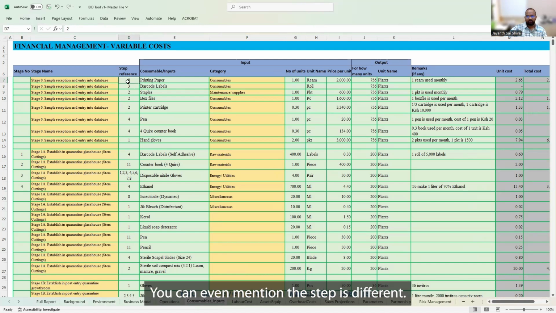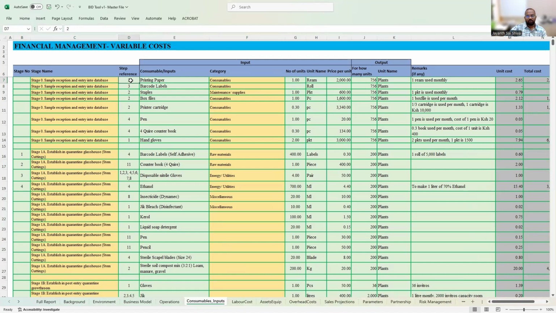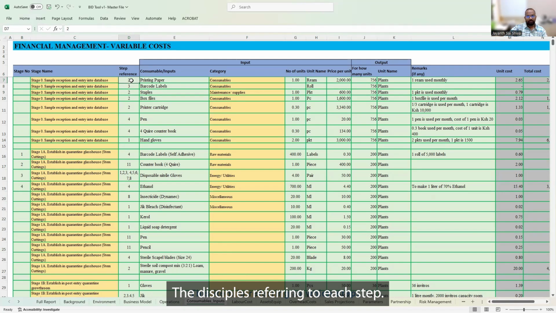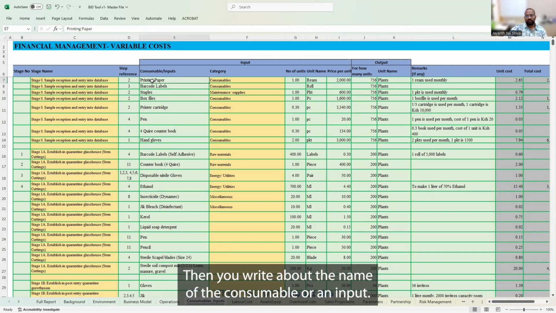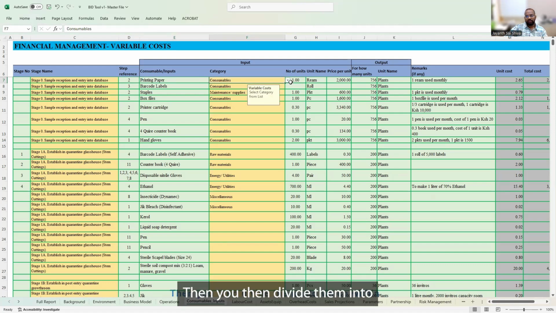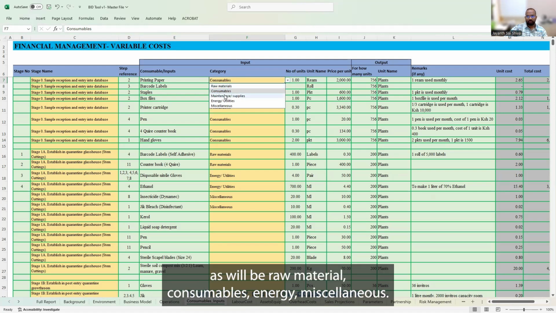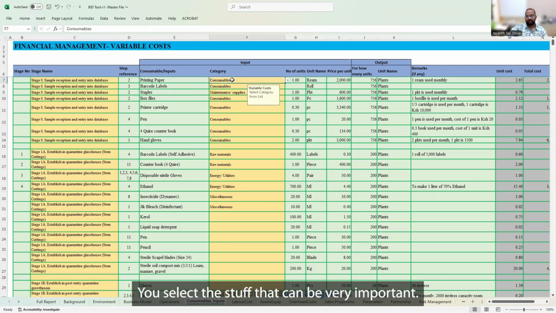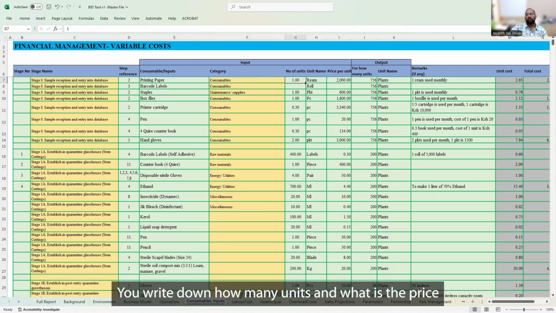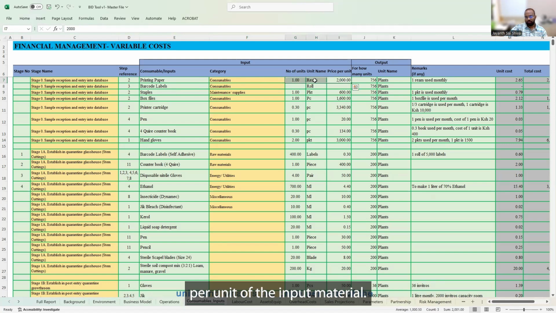You can even mention which step this item is referring to. Then you write the name of the consumable or input. Then you divide them into categories, because within inputs there are several aspects. It could be raw material, consumables, energy, miscellaneous, maintenance, or supplies. You select the subcategory, very importantly. You write down how many units and what is the price per unit of the input material.